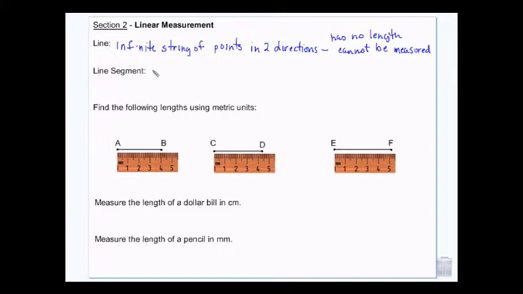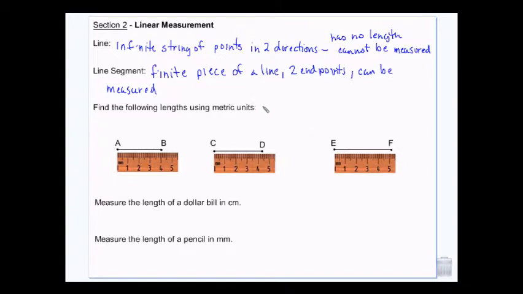A line segment is a finite piece of a line. It has two endpoints, and it can be measured. Anytime you actually draw a line on a piece of paper and you called it a line your whole life, those were really line segments, because you can't draw a line because they go on forever and ever and ever. No, they have points. They're just infinite points. They don't have endpoints though.